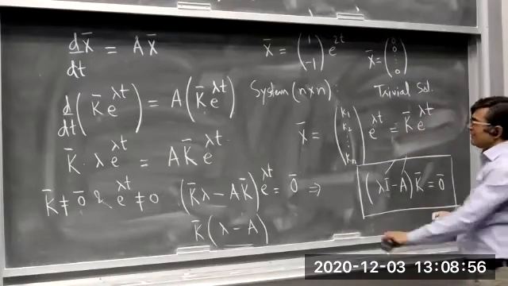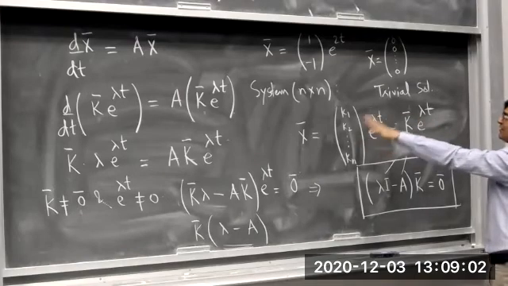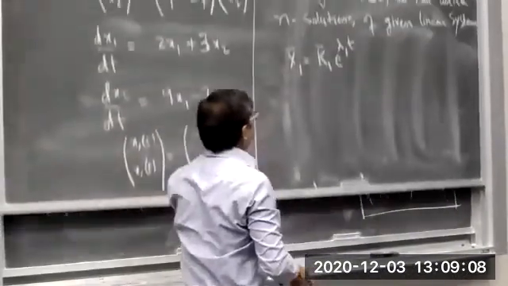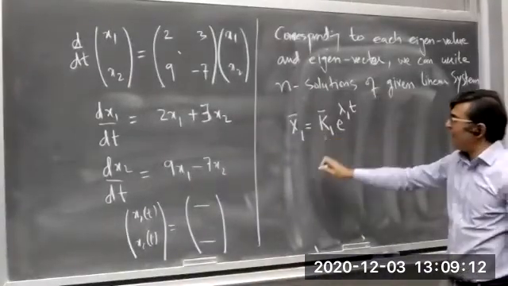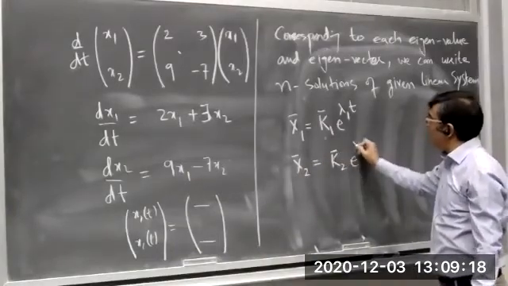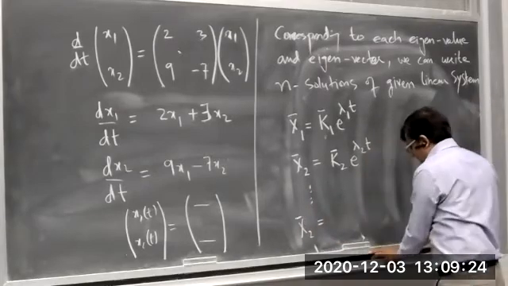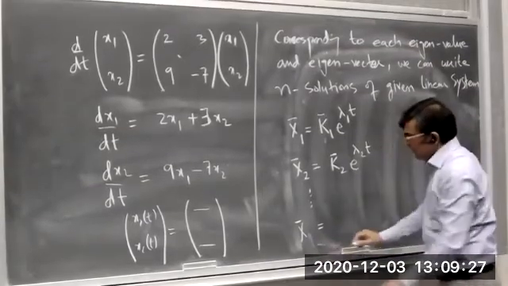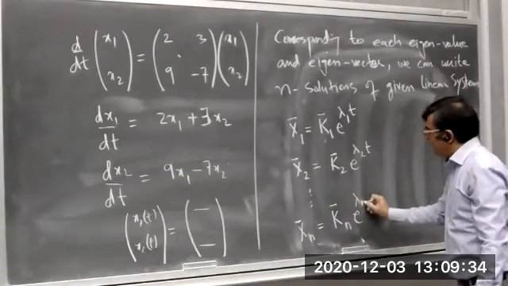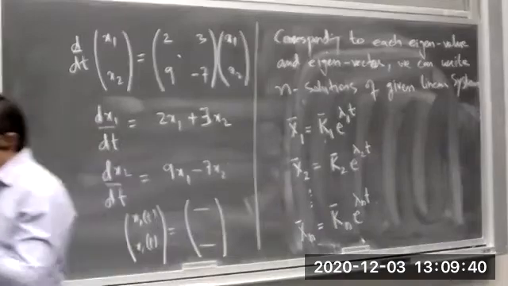Now how many vectors do we have? n vectors, and how many values of lambda? n values. So how many solutions will you have? n solutions, and all the solutions we can write in this form. So we write here x1 is of this form, x2 is another solution which is k2 vector e raised to the power lambda 2 t, and so on, xn vector is a solution which is kn vector times e raised to the power lambda n t. So we obtain n solutions.